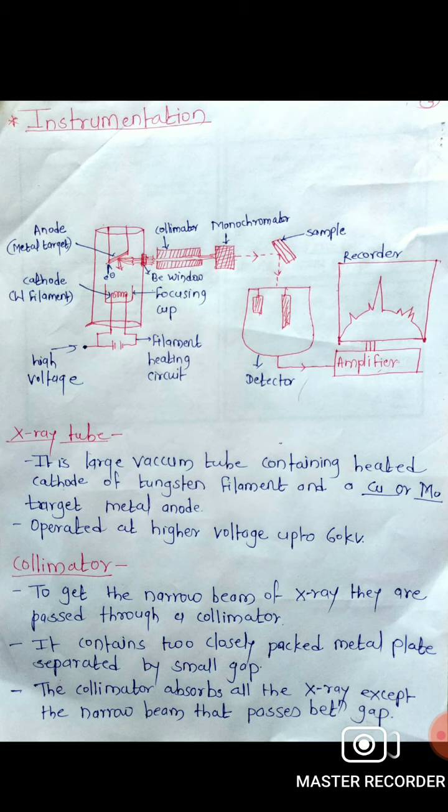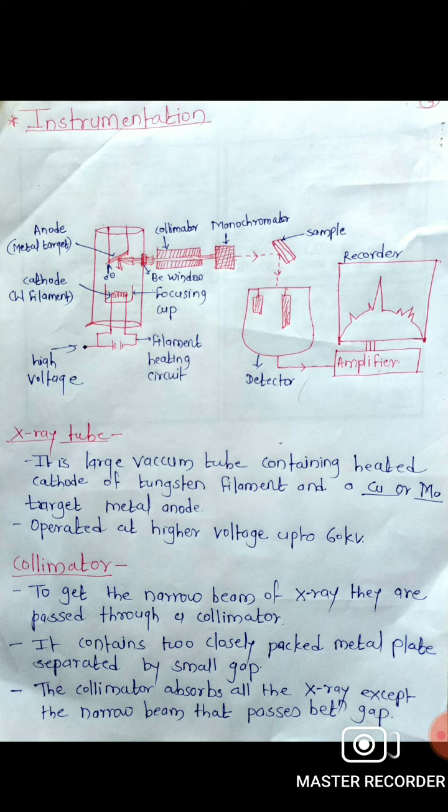The role of the monochromator: there are two methods used to get the monochromatic radiation. The first one is the filter monochromator and the second one is the crystal monochromator. By using both or one of these methods, we get the monochromatic radiation. What is the role of the monochromator? It only passes the usable radiation. Unusable radiation gets absorbed by the monochromator.